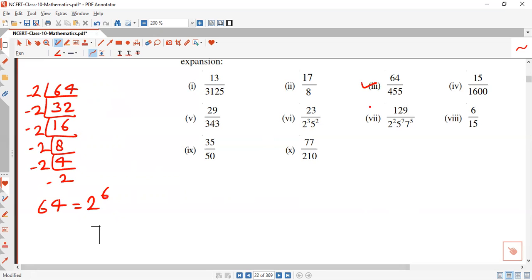Right. And now the next one, 455. Let's see, the last digit is 5, so divide by 5. Now we say divide by 7. Let's see.